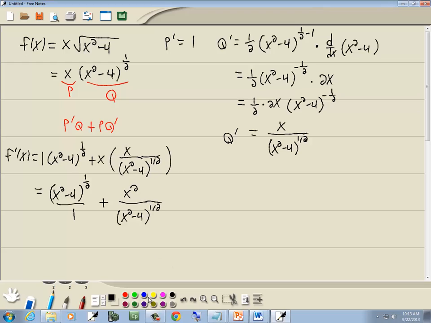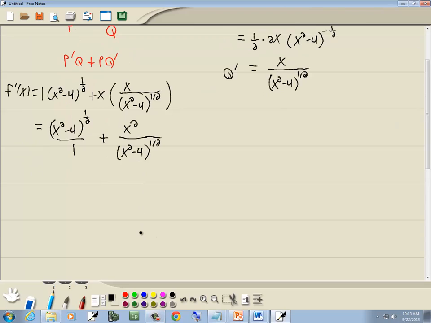Now I put it in that form because I wanted to merge these into a single fraction so we can take our next derivative. We have to get a common denominator. Since this is 1, then our common denominator is the other one, which is x squared minus 4 to the 1/2 power. So I'm going to rewrite each fraction with that new denominator. Now our second fraction already has that denominator, so we don't need to change anything there. That just stays x squared.